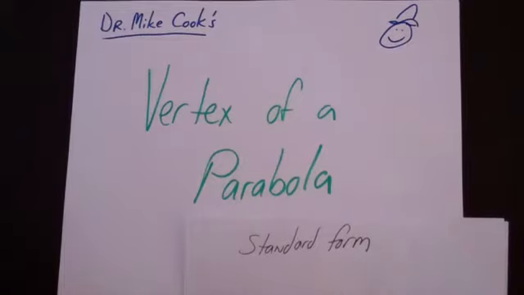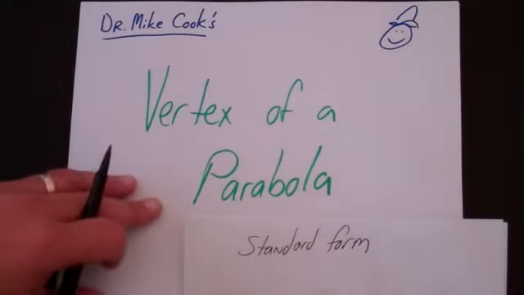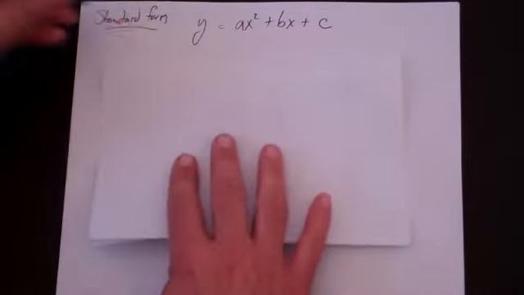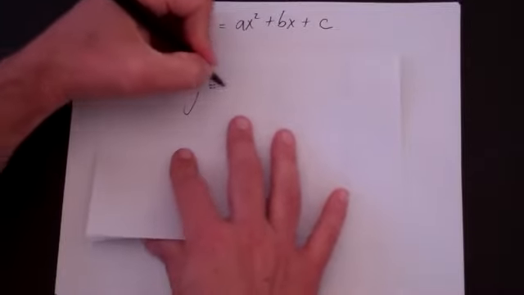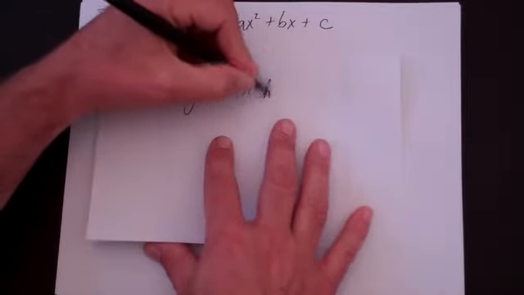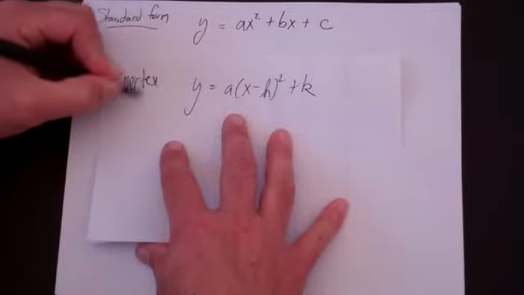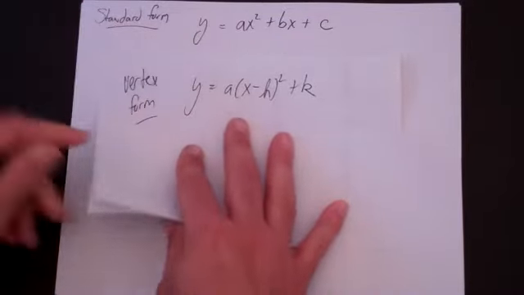Now let's find the vertex of a parabola, at least for parabolas written in standard form. So let's review standard form. Standard form is simply that the parabola is written y is equal to ax squared plus bx plus c. And there's another form that's very common, which is vertex form, which is y is equal to a(x minus h) squared plus k. That's vertex form. That's done in the following video, and that's even easier.